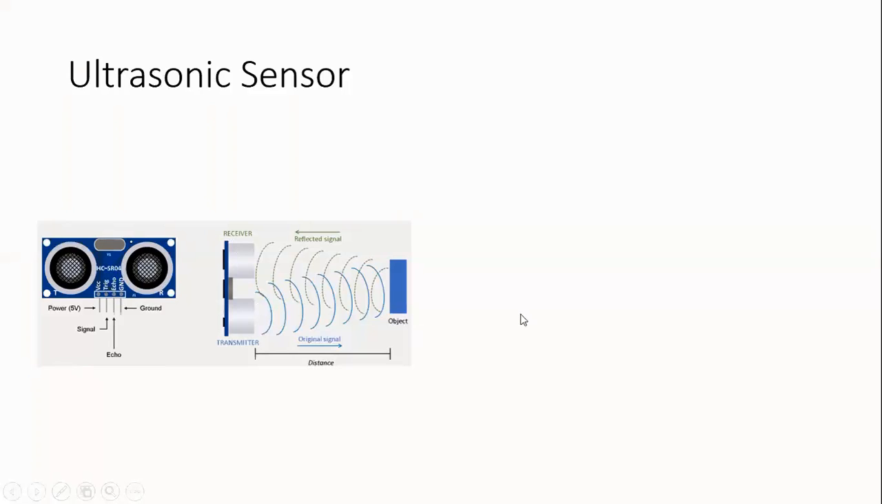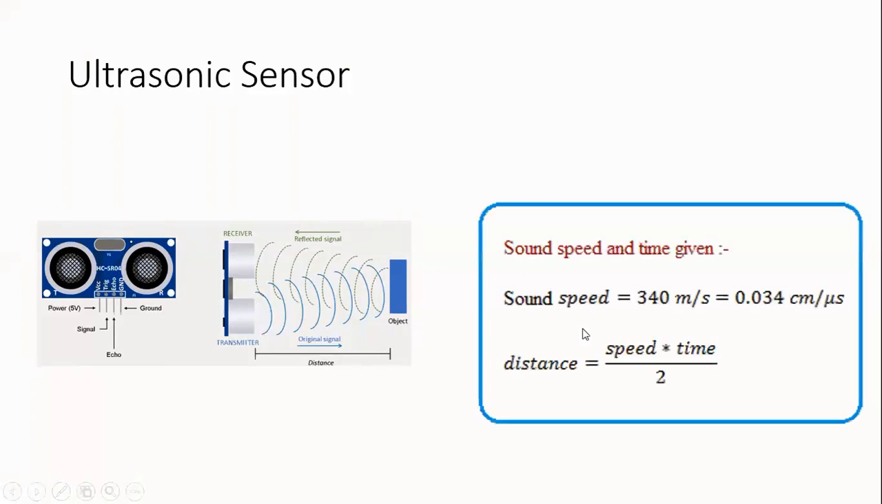In order to do this, we do one simple calculation. As you know, the speed of sound is given as 340 meters per second, which is also represented as 0.034 centimeters per microsecond. And the distance can be computed by using a relation: distance is equal to speed into time divided by 2.